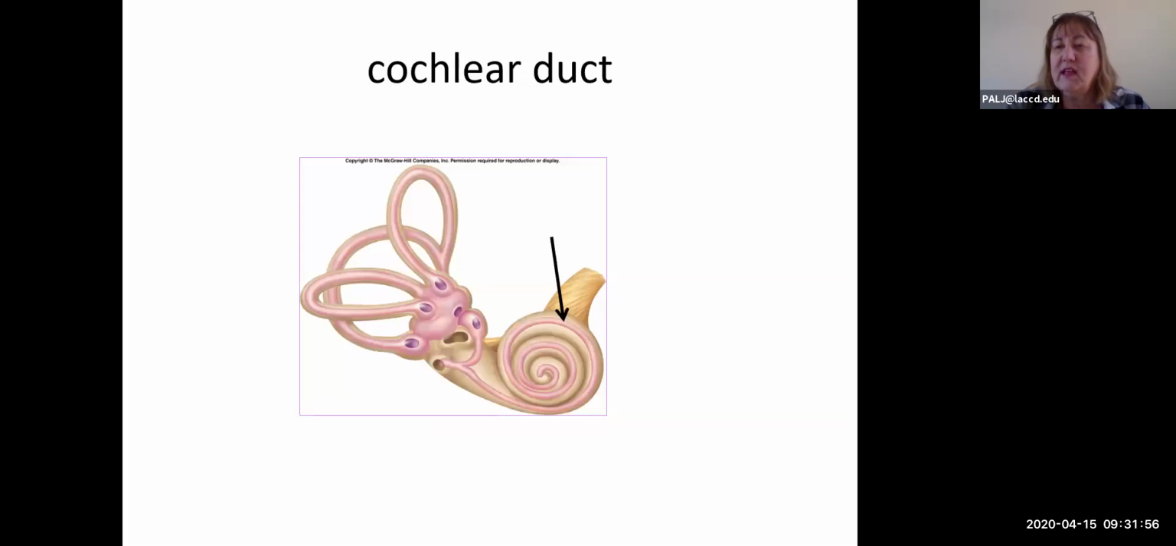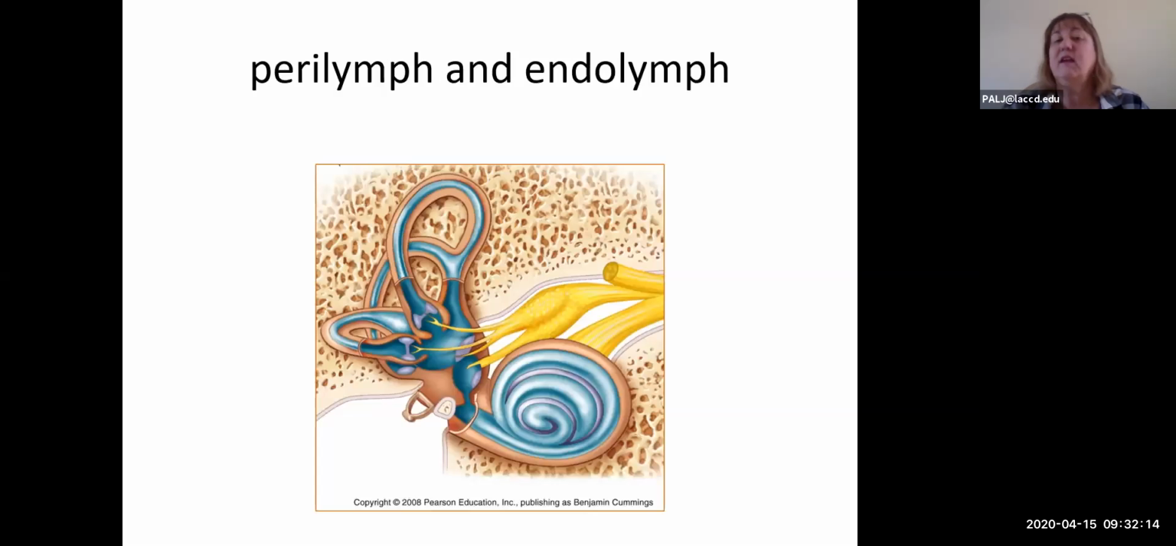Looking inside the cochlea, the name of the membranous labyrinth inside the cochlea is called the cochlear duct. Okay, so hopefully you've clued in. Anytime you hear that word duct, it's talking about membranous labyrinth and not bony. All right, now let's go back and think about the fluid. So if you recall, inside the membranous labyrinth, we are going to be having endolymph. And outside the membranous labyrinth, but inside the bony labyrinth, we are going to be having perilymph.